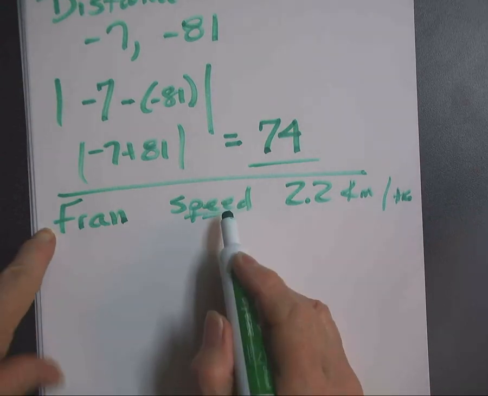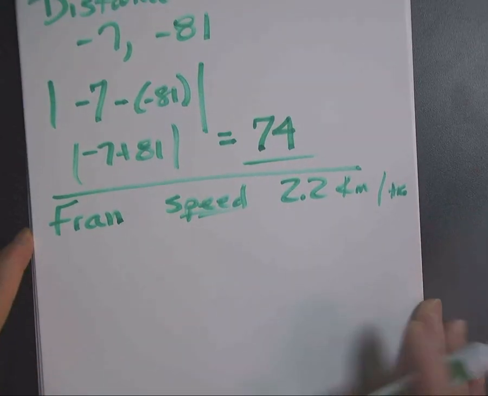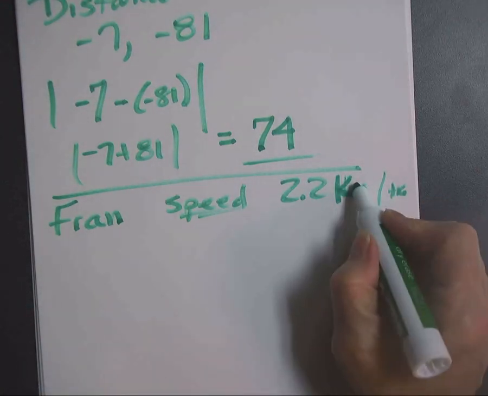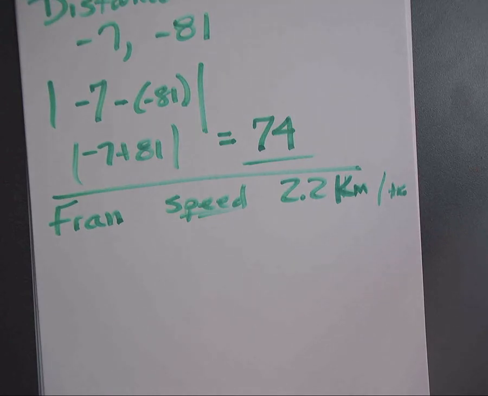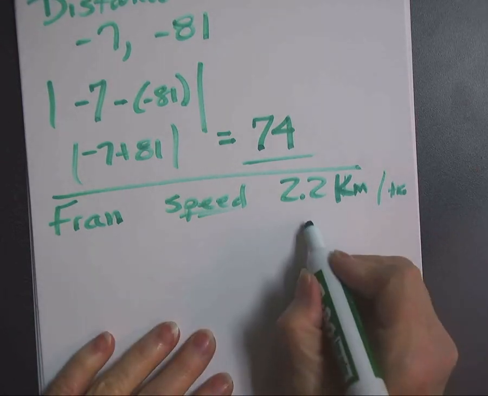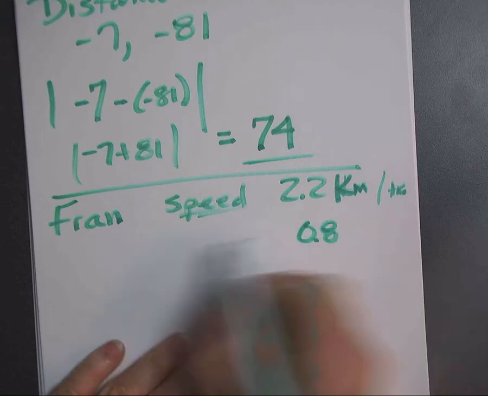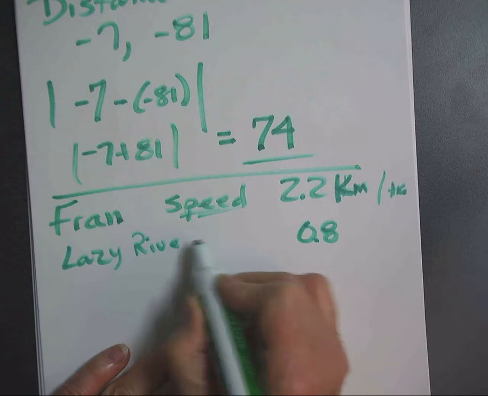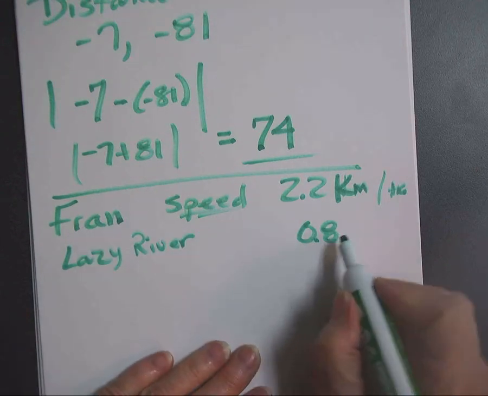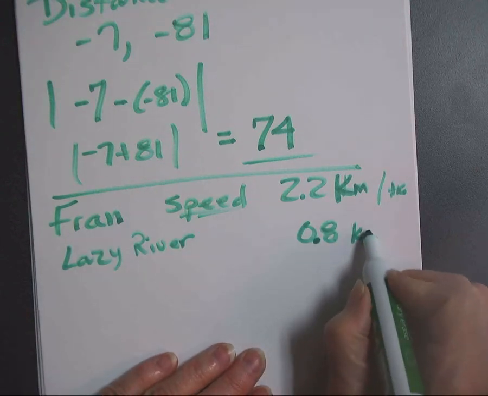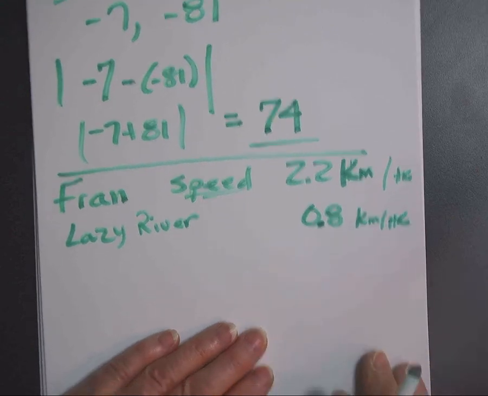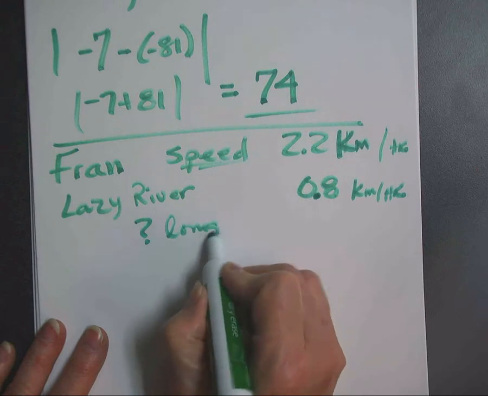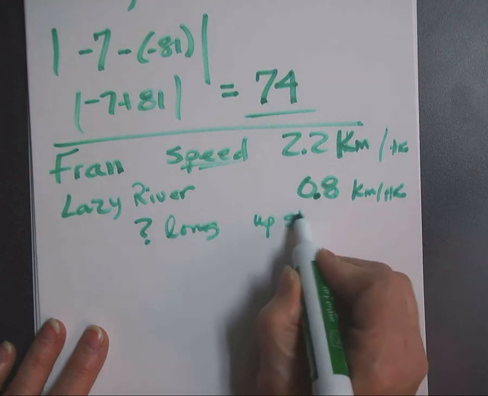Okay, so Fran goes, kilometers? Does that say kilometers? Yeah, kilometers per hour. Okay, and the lazy river flows at a speed of 0.8. So this is the lazy river. I don't really know if that's fast or slow, but I'm assuming it's slow. 0.8 kilometers per hour. How long will it take her to go upstream?